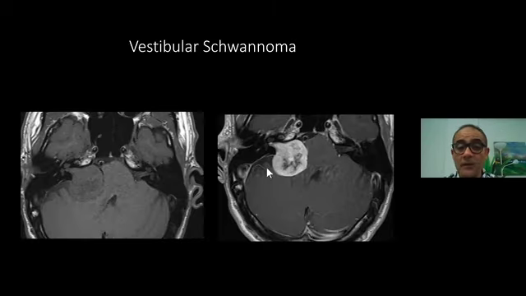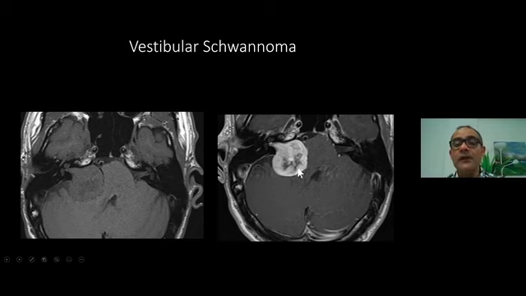Another case of vestibular schwannoma, a very classic case. As you see, you have this funny shape of an ice cream cone. You have the extension through the internal auditory canal. This is important because that helps you differentiate the schwannoma from a meningioma, which is not uncommon to form here. And what's next in your report?